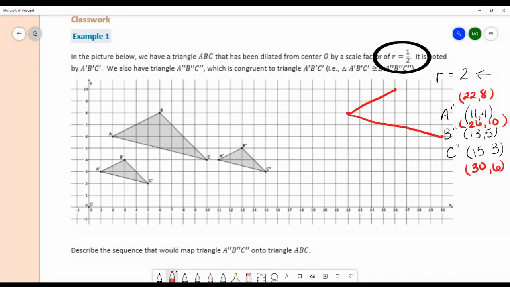Mine is, there we go. There's our new triangle. And now, how do I get this right here to go to that letter A? How can I translate it over there? We would translate along a vector, right?